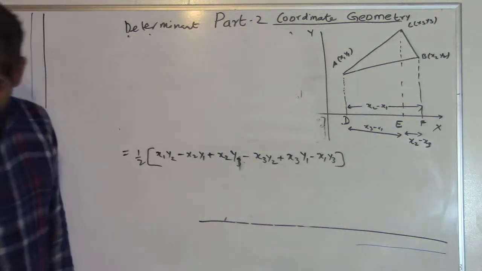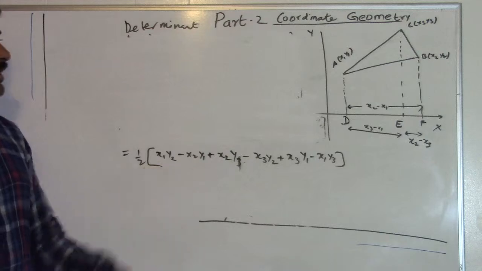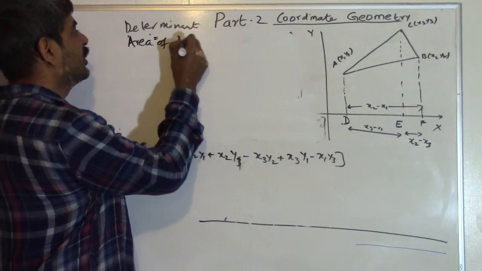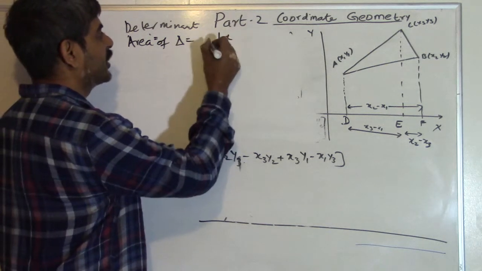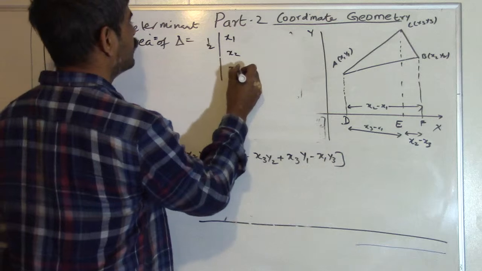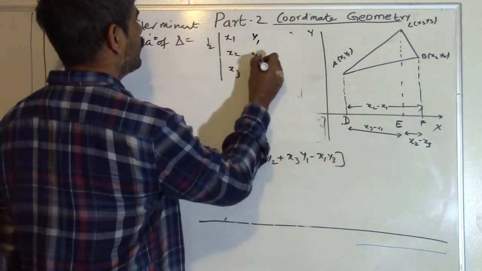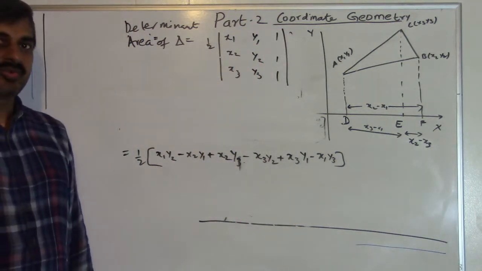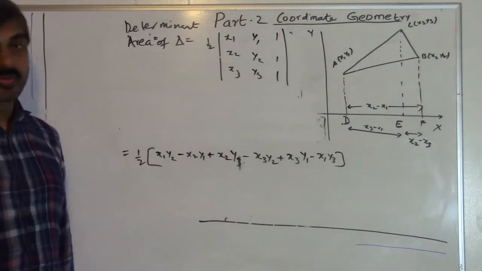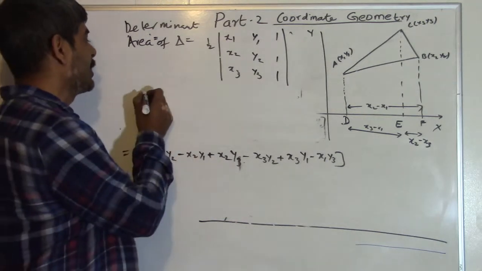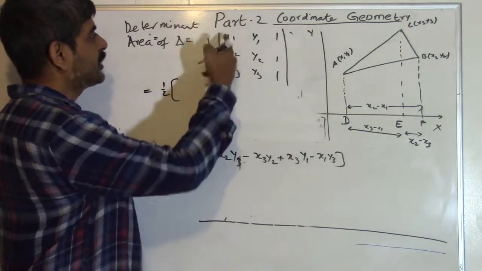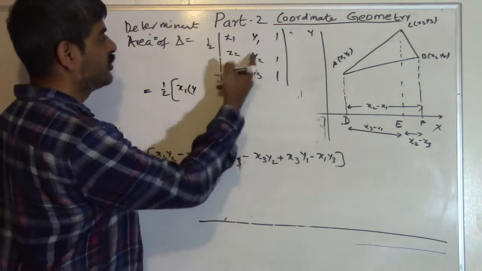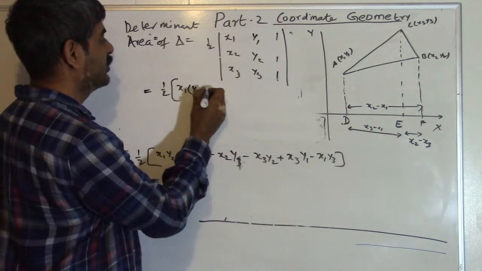The reason why we are trying to do this is that the area of a triangle can be expressed as a determinant: half of x1, x2, x3, y1, y2, y3, 1, 1, 1. This is a much easier to remember form, and you can memorize it directly. If you want, you can see that x1 multiplied by y2 into 1 minus y3 into 1, so it is y2 minus y3.